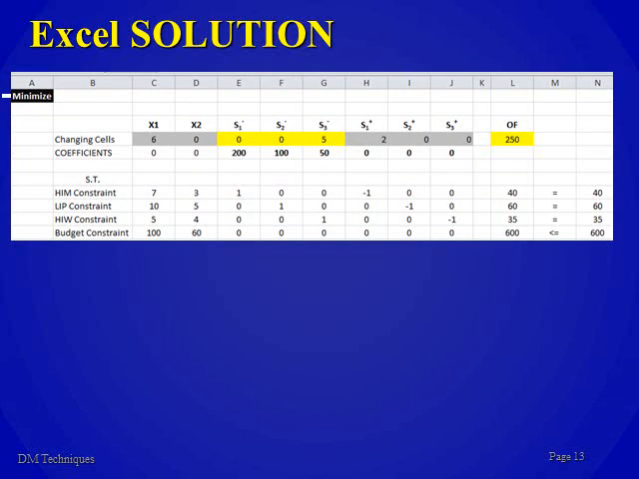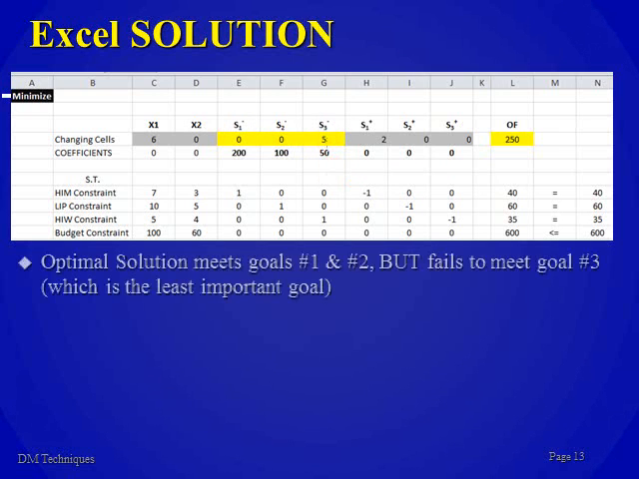The solution turns out to give you a value of 250, but what you're mainly interested in is understanding the values of the decision variables. What this is saying is that the optimal solution meets goals number 1 and 2, because there are no deviational variables, so we hit our goals for goals number 1 and number 2. However, we failed to meet goal number 3, so we came 5 units short of meeting goal number 3. That's why you see some value here for that S sub 3 minus.